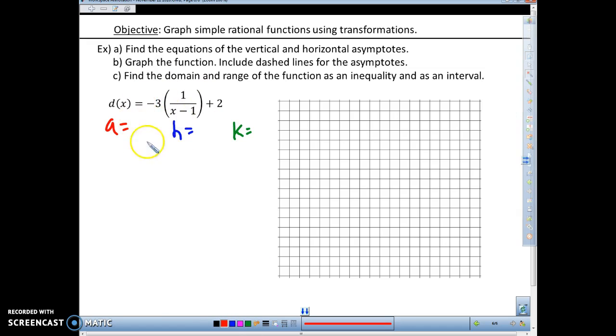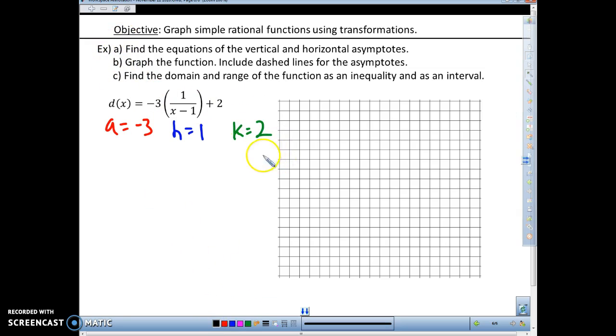Here in this problem, my a value is -3. My h value is +1. Remember, I'm supposed to see a negative, a subtraction operation in the denominator, and my k value is +2.